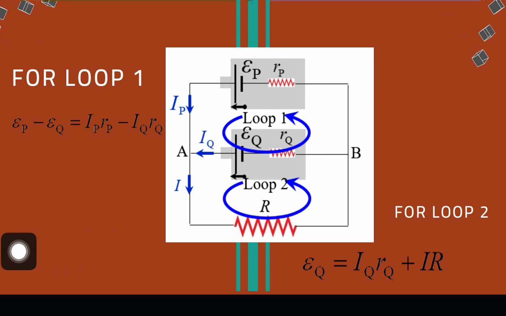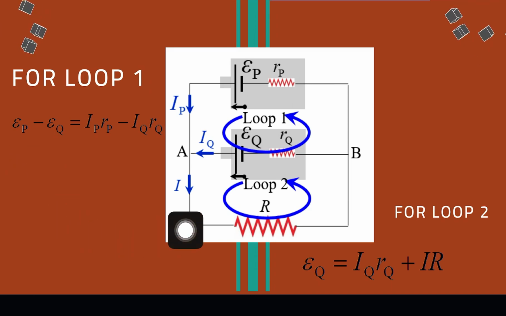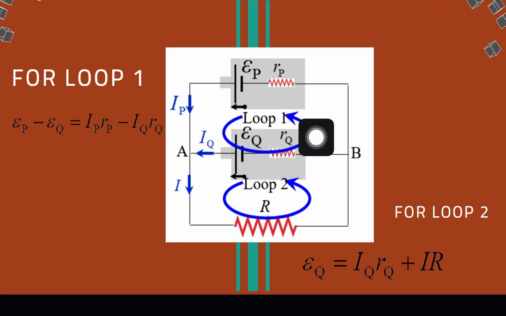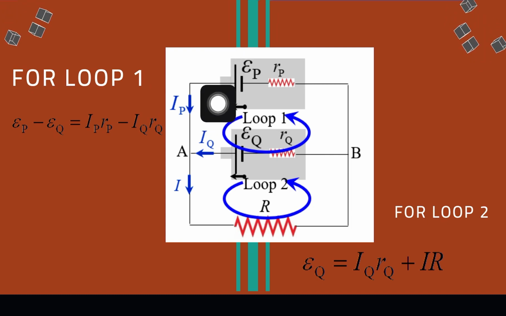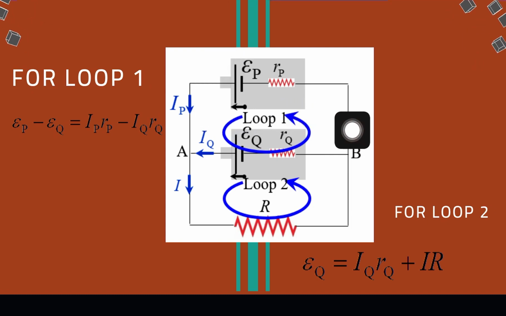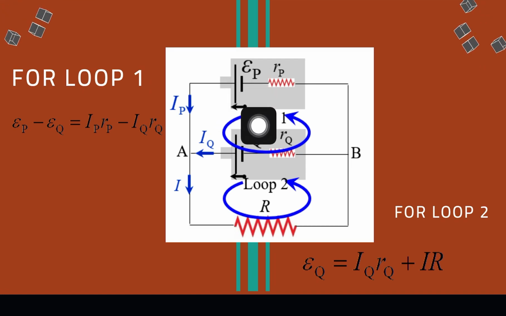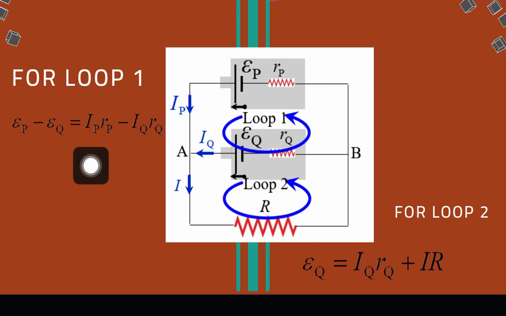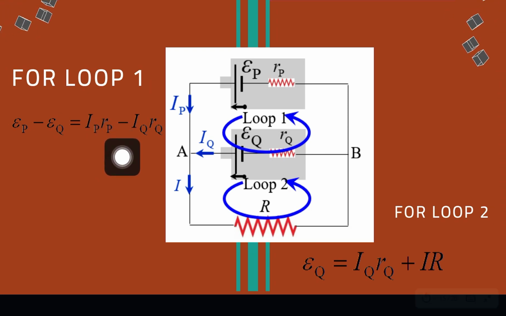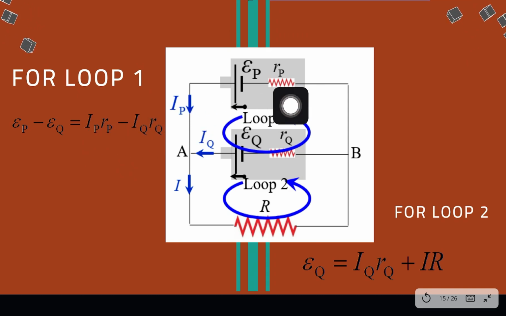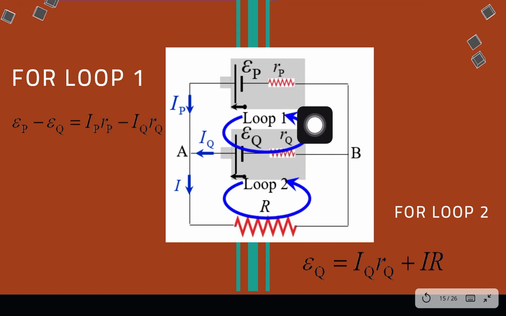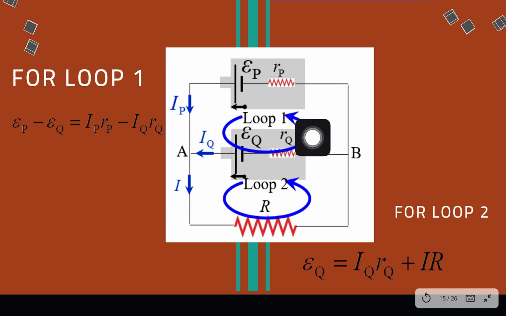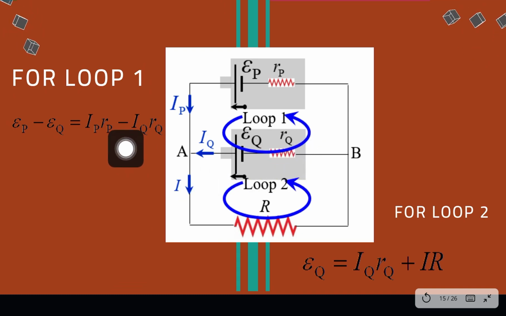Okay, recap. For the battery, we look at the loop and which terminal it leaves, positive or negative. And then for the current times the internal resistance, we look at the direction of current and loop. If it is in the same direction, that means it is positive, and if it is in the opposite direction, the sign should be negative.